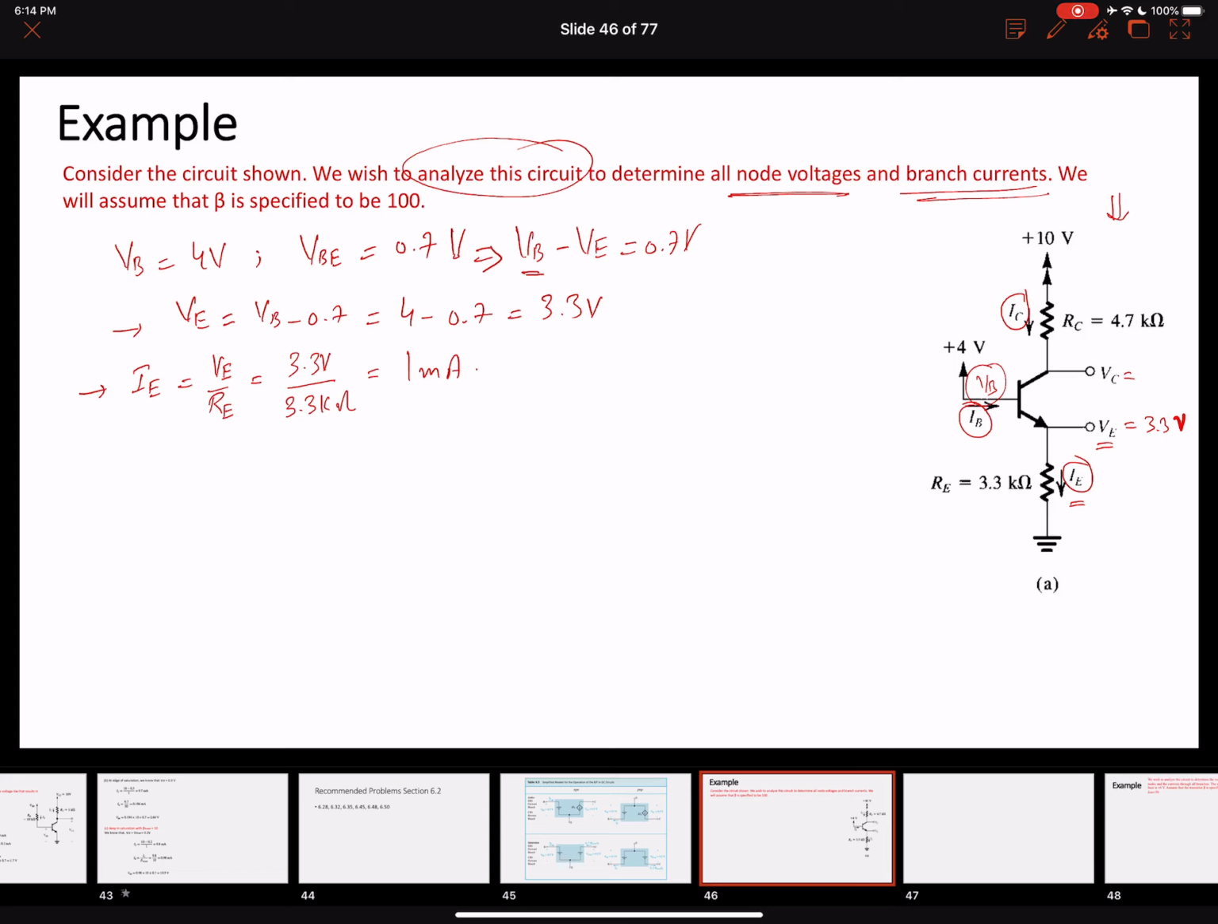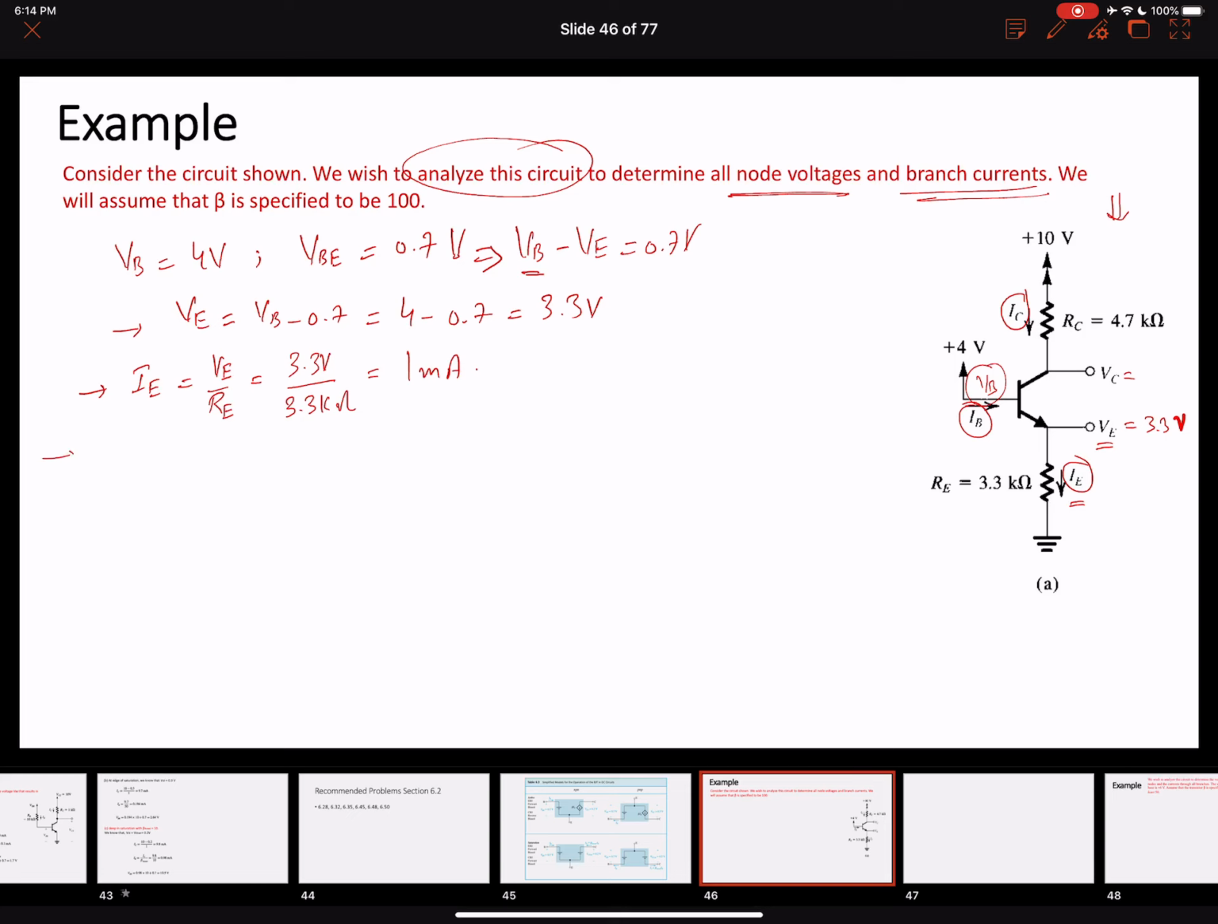Now we need to find the collector voltage and the collector current. Before finding the collector current, we need to make an assumption. Most of the times we start with an active region of operation, and then after finding all the values, we verify whether that assumption is correct. If it is correct, okay. If it is not correct, then we move back and change our assumption to the saturation region. We can pick this strategy for all the questions.